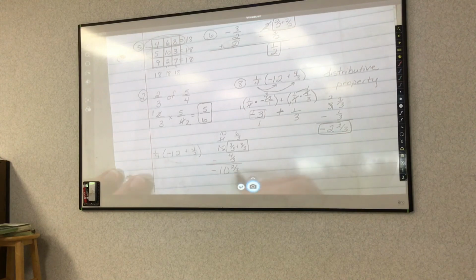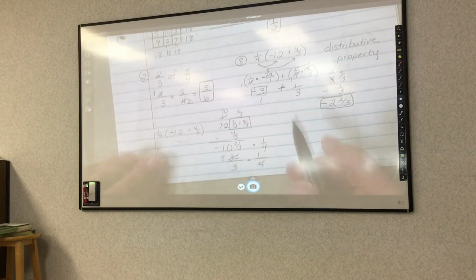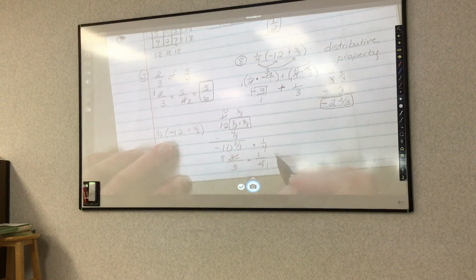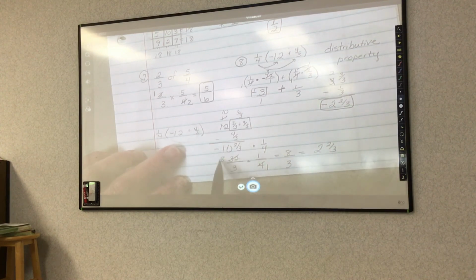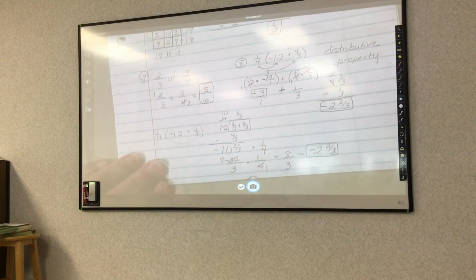Then I take 10 and 2/3 times 1/4. So this becomes 32 over 3 times 1/4. I'm gonna reduce by 4. This becomes an 8, that becomes a 1. 8 times 1 is 8. 3 times 1 is 3. Reduce that to 2 and 2/3. But remember that 10 was negative, so that 32 is negative. You get the same answer. You can do the distributive property, or you can do what's in parentheses first.